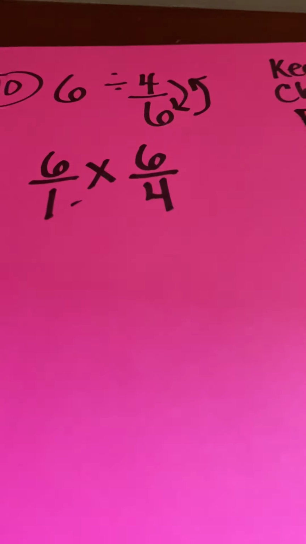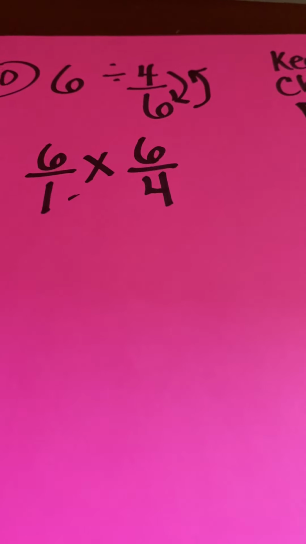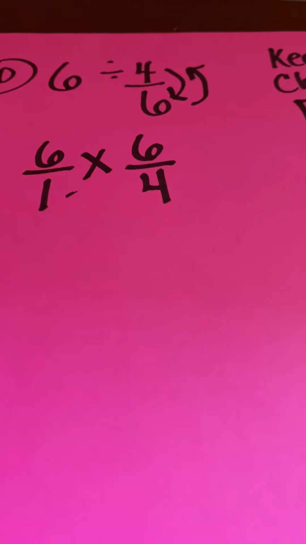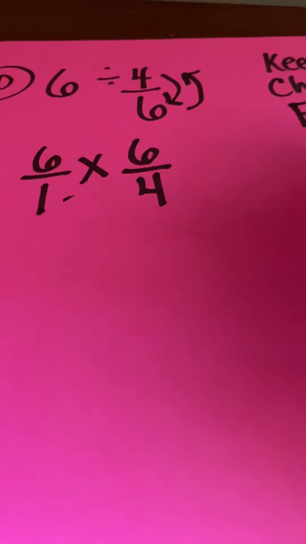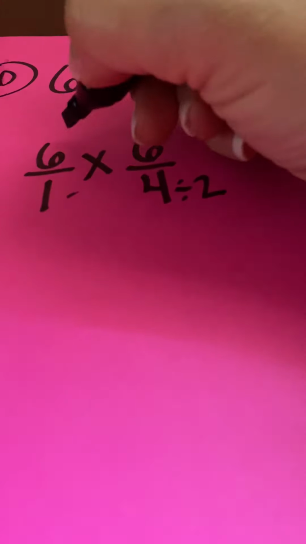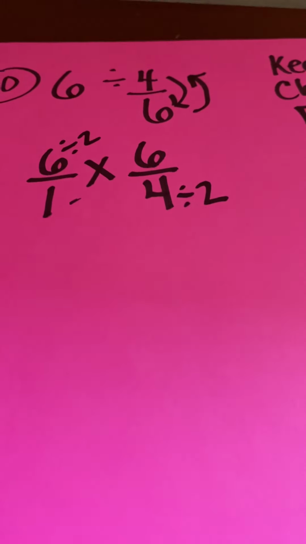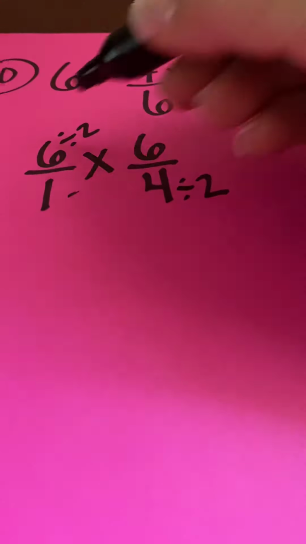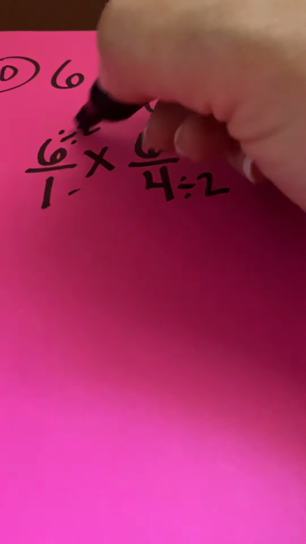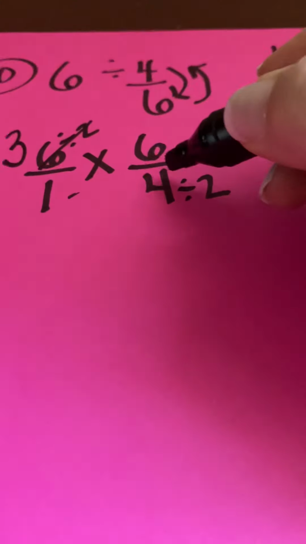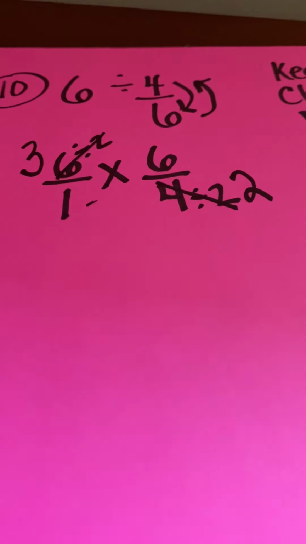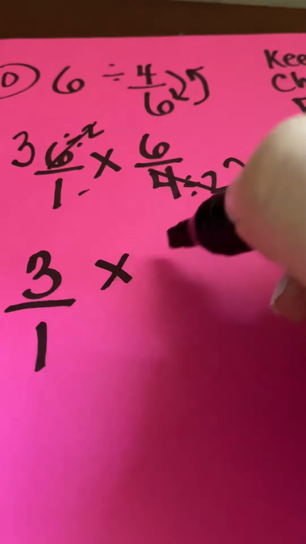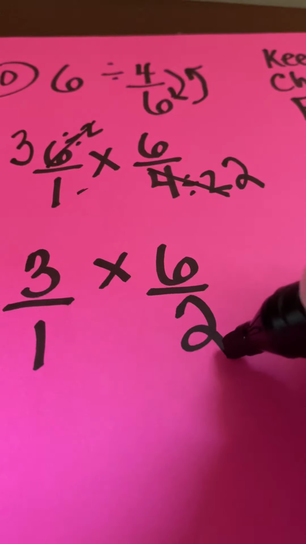If I look at the 6 and the 4, there is in fact a factor or a friendly compatible number that I could divide into both 6 and 4, and that is 2. So I'm going to simplify the 6 and the 4. 6 divided by 2 is 3. And 4 divided by 2 is 2. So my new multiplication problem is going to be 3 over 1 times 6 over 2.